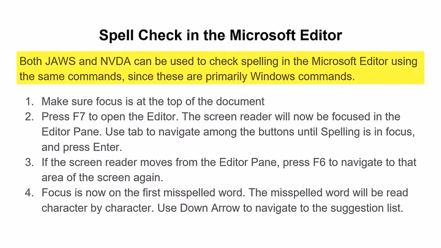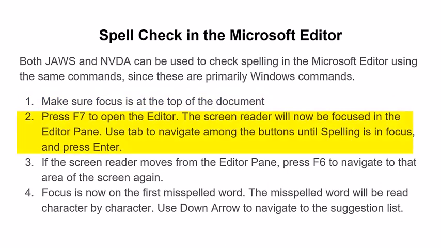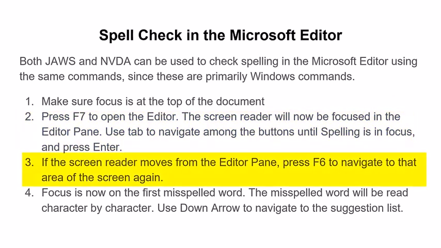Both JAWS and NVDA can be used to check spelling in this Microsoft Editor using the same commands because these are primarily Windows commands. First thing you need to do is make sure that the focus is at the top of the document. Press F7 to open the editor, and the screen reader will now be focused in the editor pane. Use the tab to navigate among the buttons until spelling is in focus, and press Enter. If the screen reader moves from the editor pane, which it sometimes can, press F6 to navigate back to that area of the screen again.